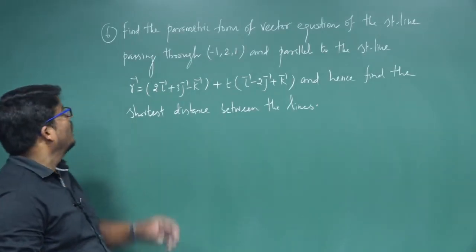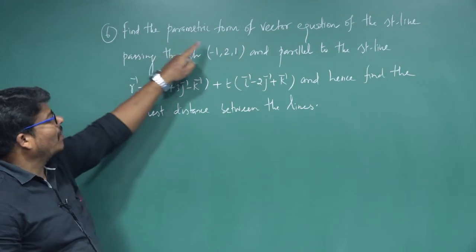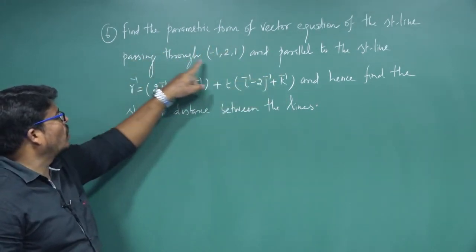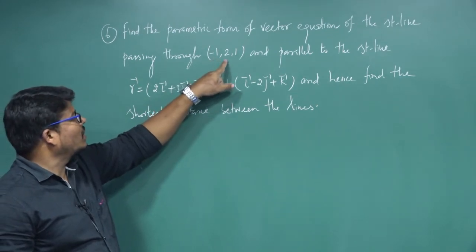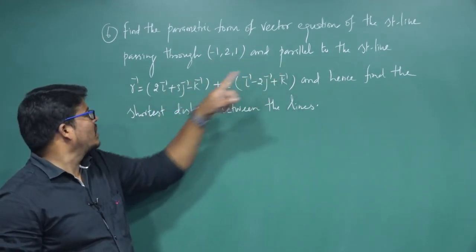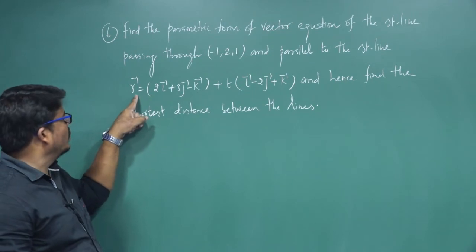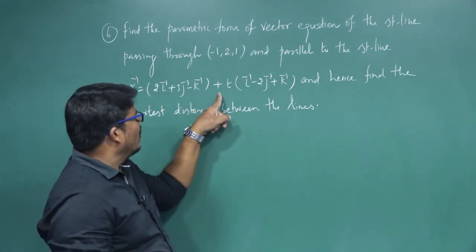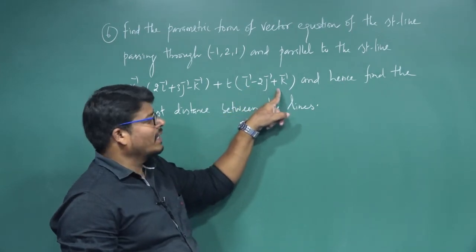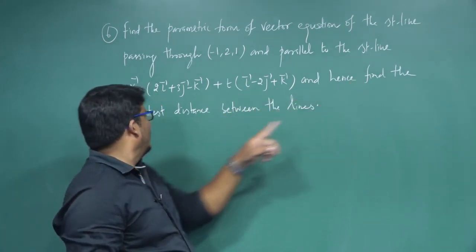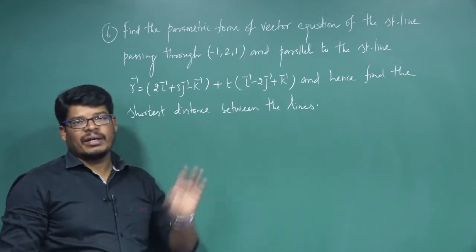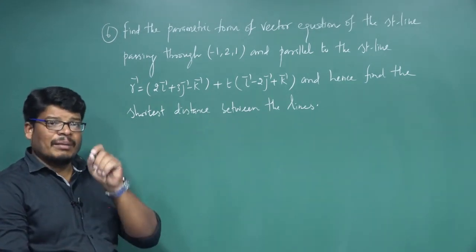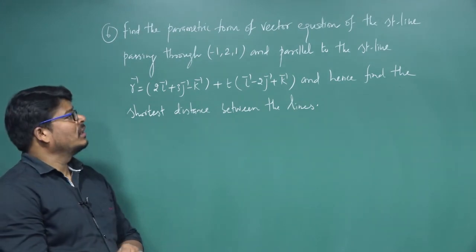Next problem, 6.1. Find the parametric form of the vector equation of the straight line passing through the point (-1, 2, 1) and parallel to the straight line r vector equal to 2i vector plus 3j vector minus k vector plus t of i vector minus 2j vector plus k vector, and hence find the shortest distance between the lines. First, find the parametric form of the vector equation.